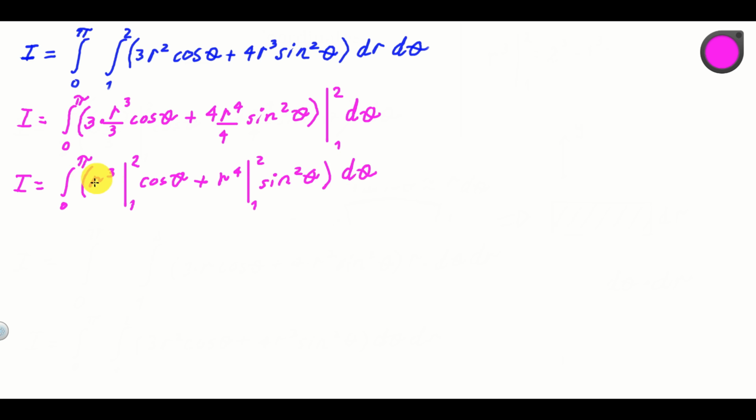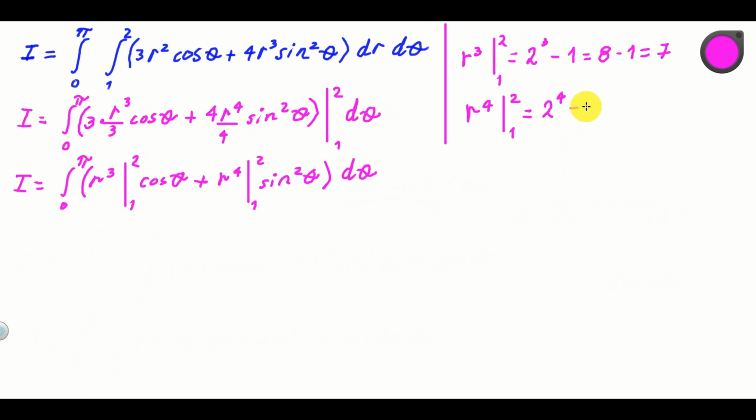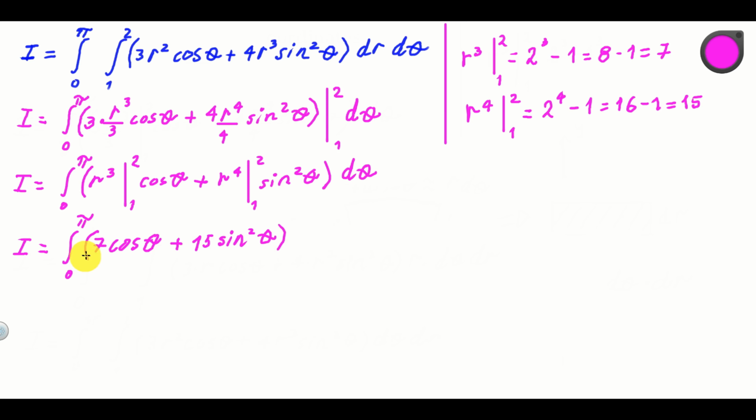Now, let's evaluate this term with these bounds. And let's do it over here. r to the power 3, where the bounds 1 and 2 are given, is equal to 2 to the power 3 minus 1. And this is 8 minus 1. That is, this is equal to 7. Then, r to the power 4, where the bounds are 1 to 2, is actually equal to 2 to the power 4 minus 1, and this is equal to 16 minus 1, and this is equal to 15. And consequently, our integral becomes 0 to pi. Over here, instead of the term, we can write 7 cosine theta. Then over here, we will have plus, instead of this term, we will have 15 sine squared theta. And over here, don't forget the integration with respect to d theta.